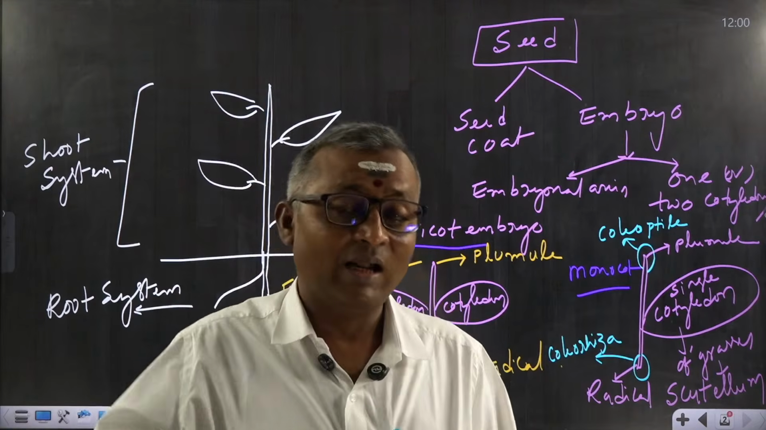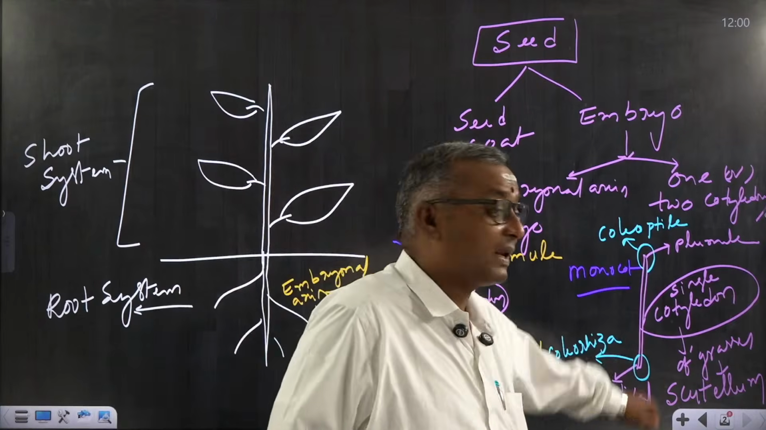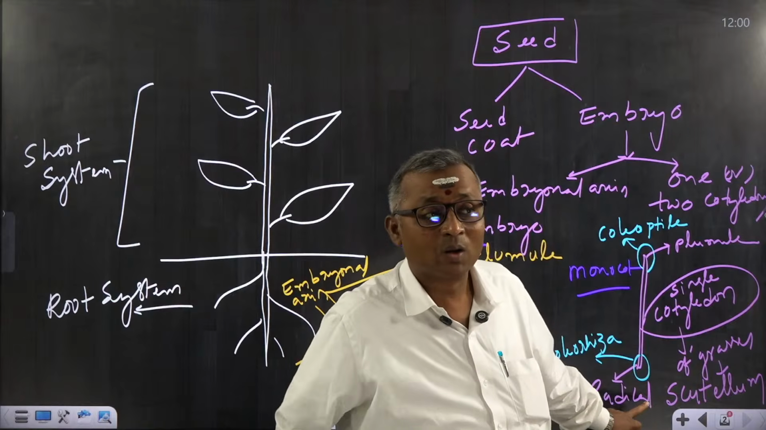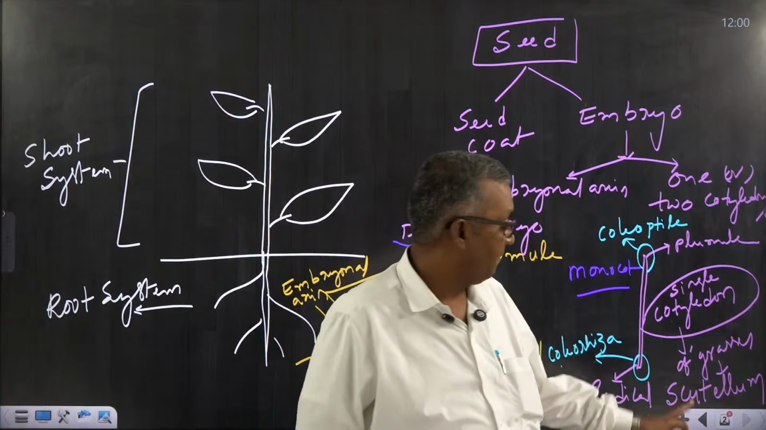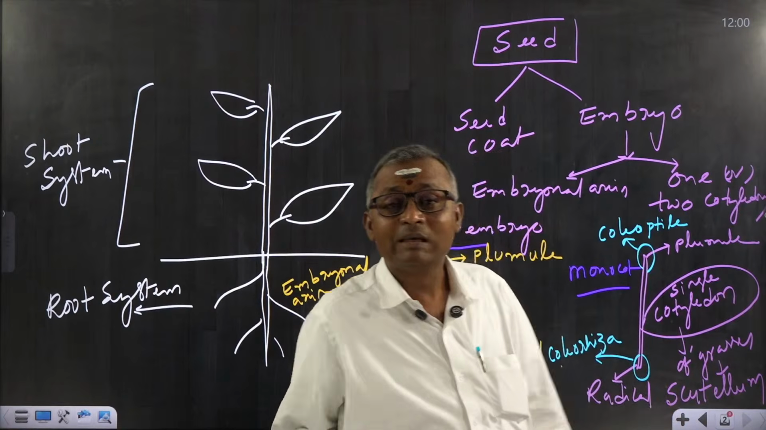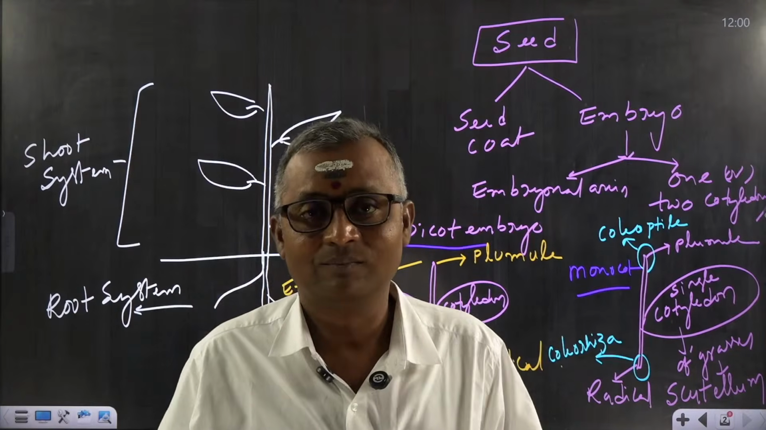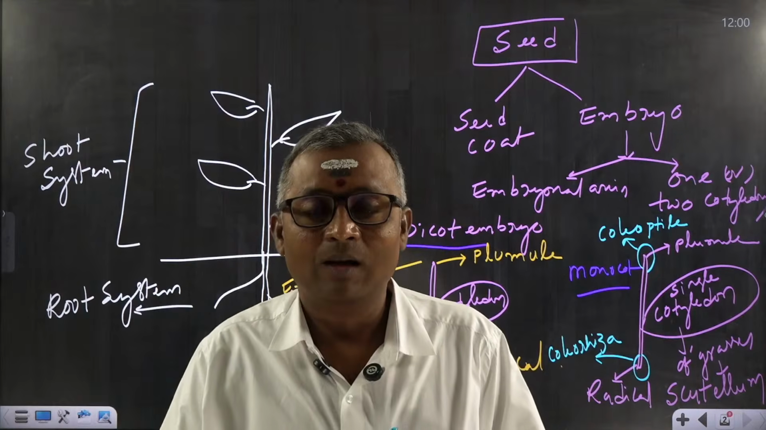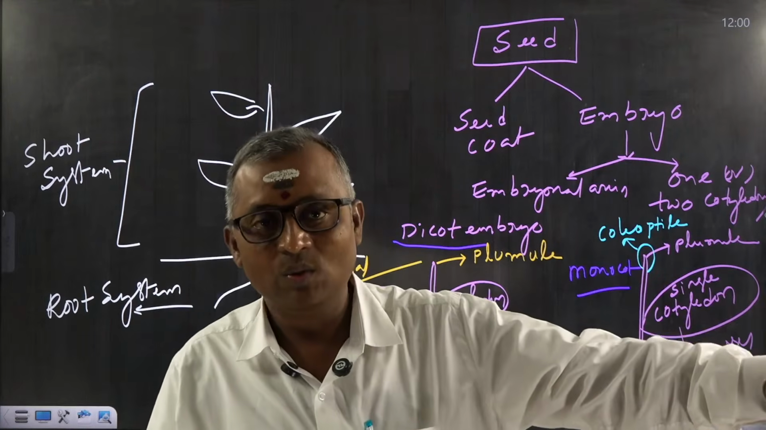Understood? Whereas, in case of monocot embryo, particularly in case of grasses, what is this cotyledon also called? Cotyledon is also called scutellum. This scutellum is thin and does not store any food. It is not concerned with storage of food material. And food is stored in another nutritive tissue, of course.